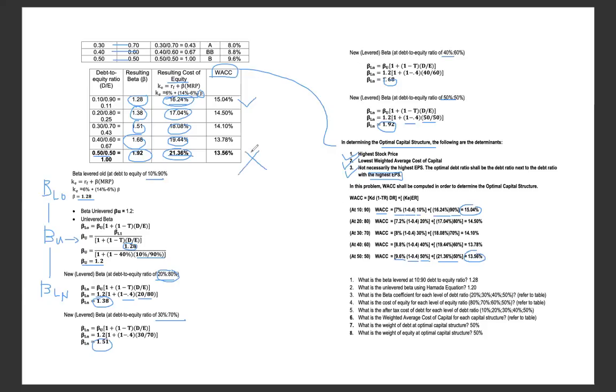So the optimal capital structure in this problem is 50-50. You have probably noticed, class, earlier it was 30-70, then 40-60, 0-100, now 50-50 is the optimal.